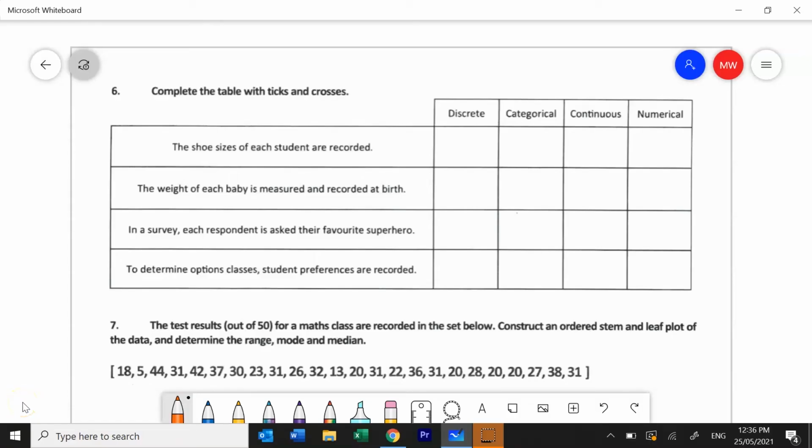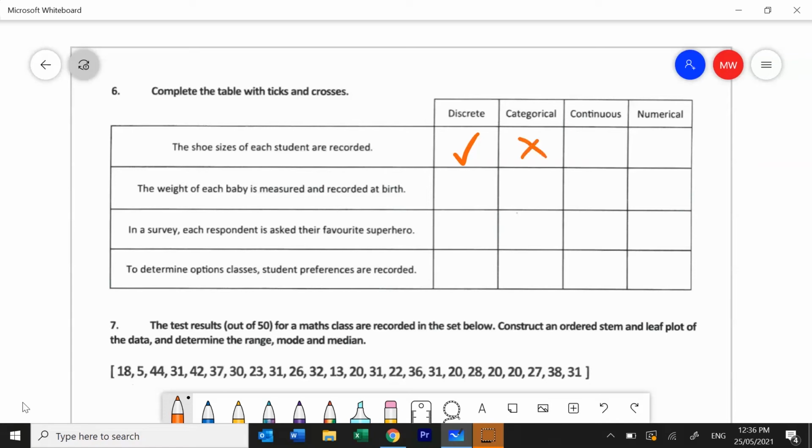Question 6 gives us another few examples, and we need to decide whether the data is discrete, categorical, continuous, or numerical. The first one is shoe sizes of each student are recorded. That information is discrete because there is only a certain number of shoe sizes available. Okay, so it's a discrete piece of data.